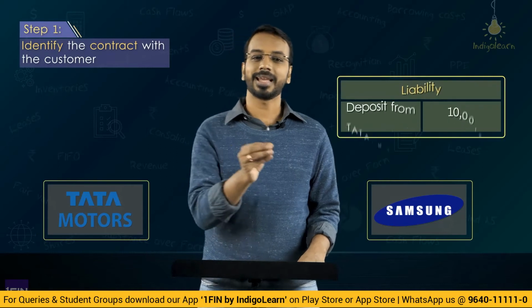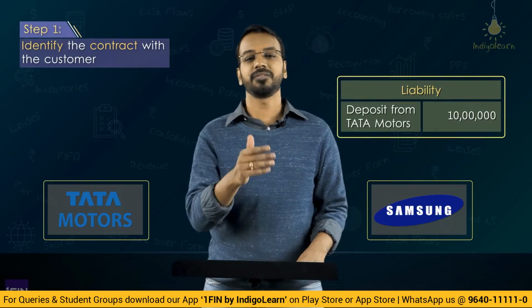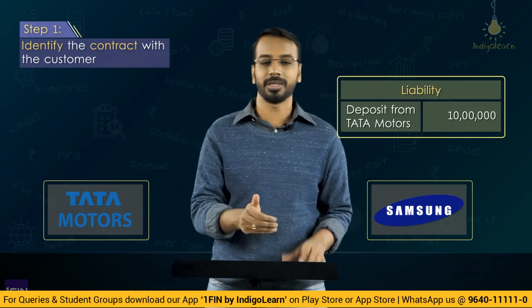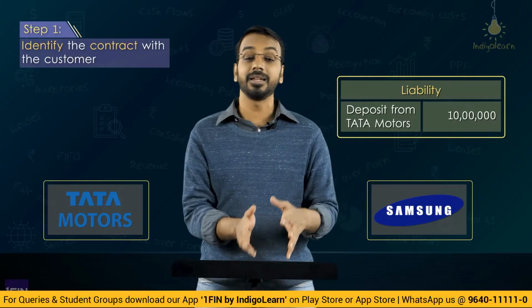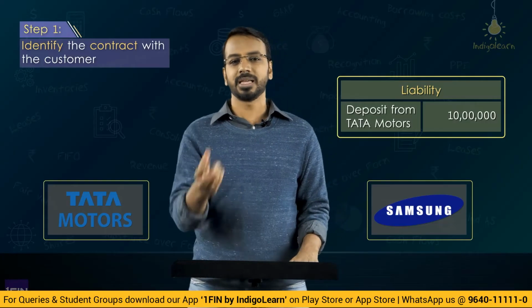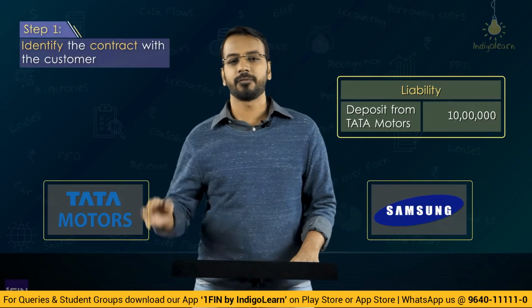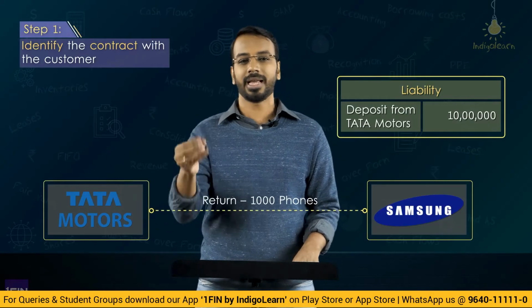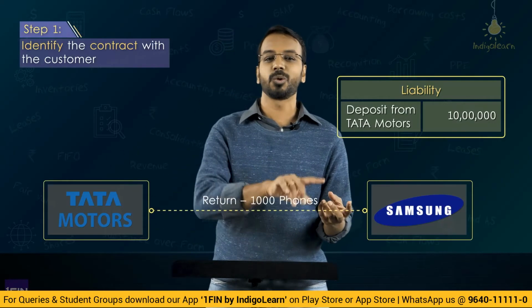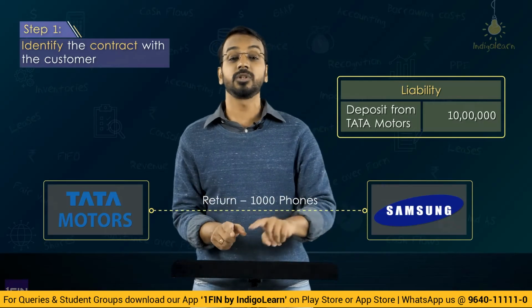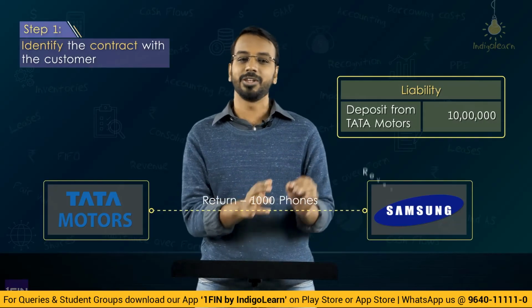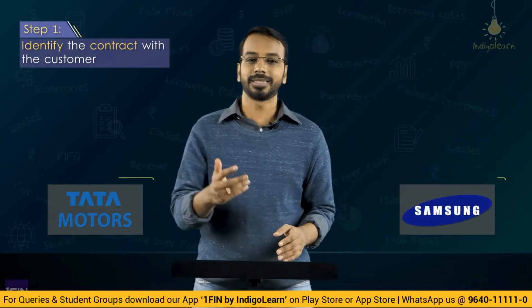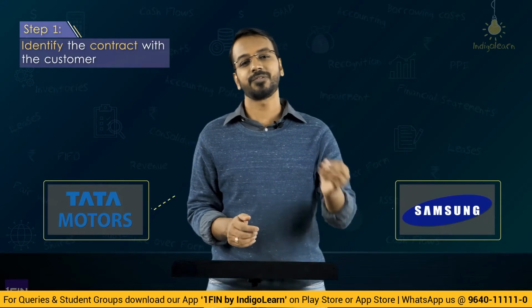Now continuing with the same example, let us understand when Samsung can recognize revenue even though any of the criteria under step 1 are not met. Any of them means one or more criteria under step 1 are not met, even then it can recognize revenue. When is that possible? Say for example, Tata Motors did not like the mobile phones and they returned the mobile phones and said we are cancelling the contract. And Samsung is under no obligation to refund the amount paid because it was a non-refundable payment. Now, if this situation occurs, then Samsung can recognize revenue of 10 lakhs. That is the first case. And the second case could be Samsung has transferred the mobile phones.